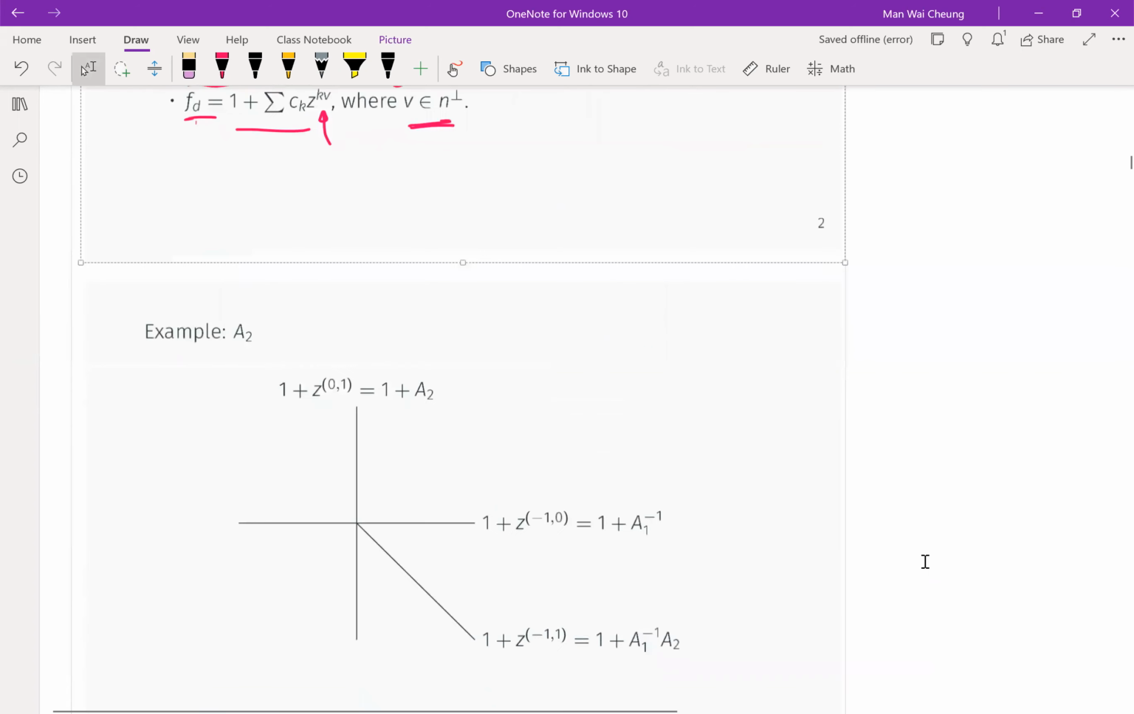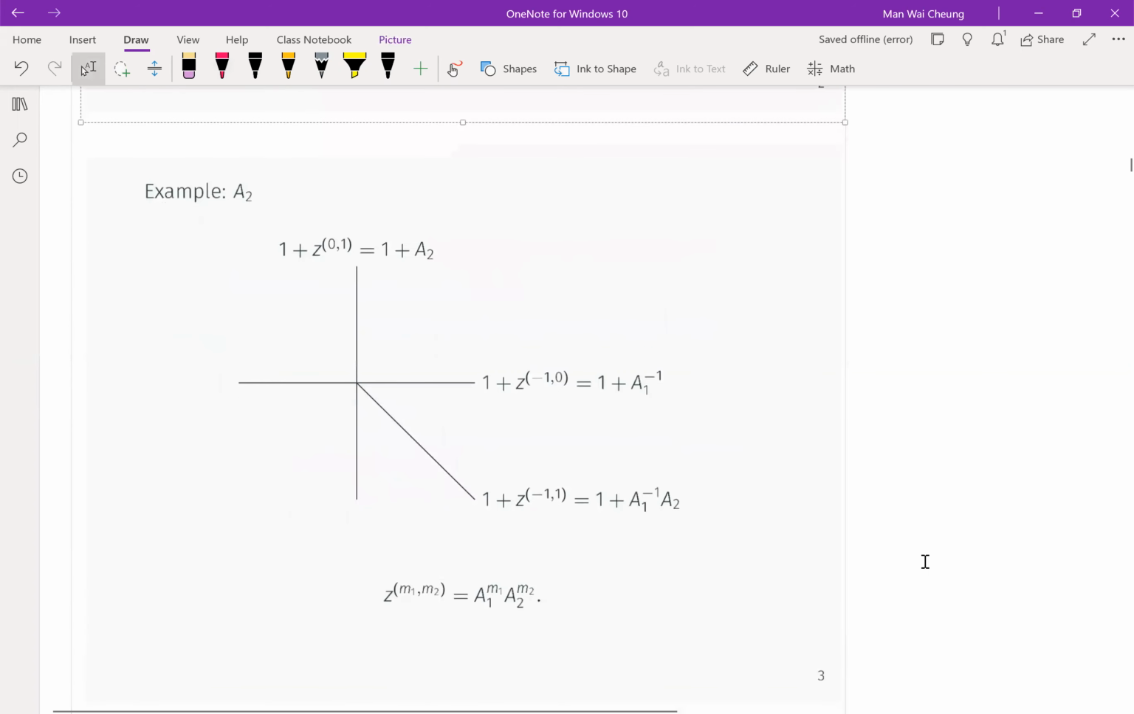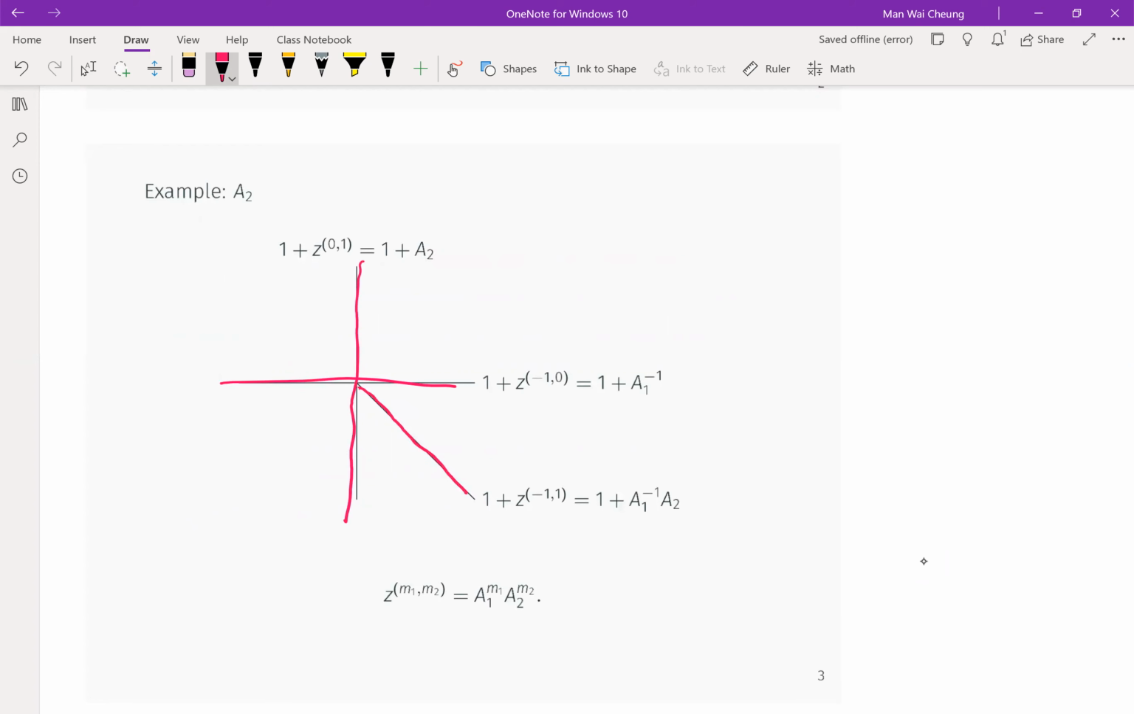As you can see, this is our example of a scattering diagram. We have 3 walls. The wall is just contained in the hyperplane, but it might not be the entire hyperplane. And you can see here for this wall, we have this point -1, 0.